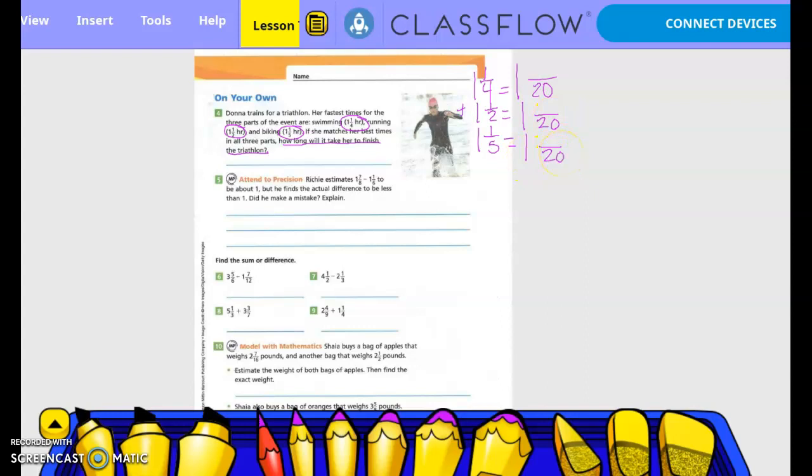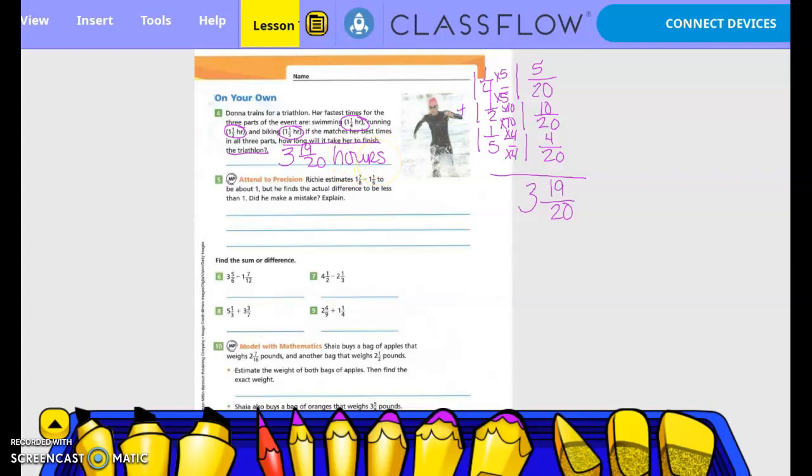How do I get from 4 to 20? Times 5. So I do on the bottom, I do on the top. 1 times 5 is 5. 2 to 20. Times 10. I do on the bottom, I do on the top. So 5 times what? 4. I do on the bottom, I do on the top. So 1 times 4 is 4. So 5 plus 10 plus 4 is 19. And then our denominator stays the same at 20. 1 plus 1 plus 1 is 3. So it would take her 3 and 19/20 hours.